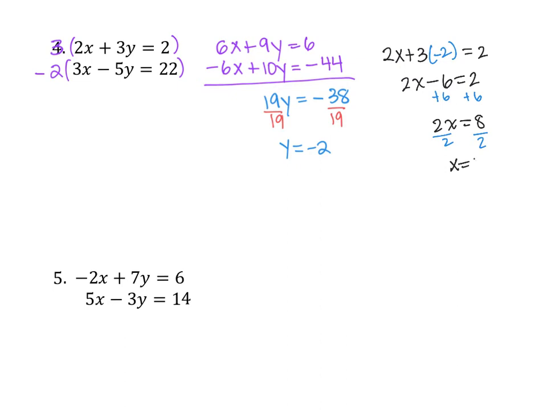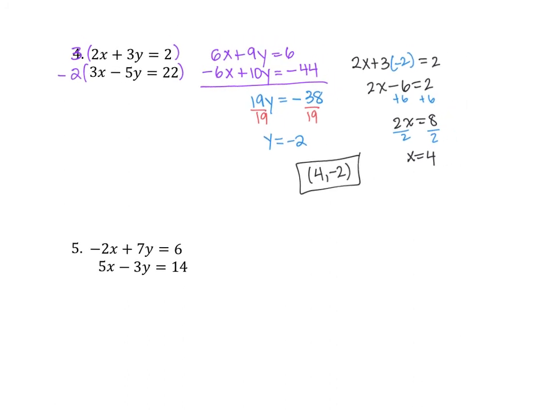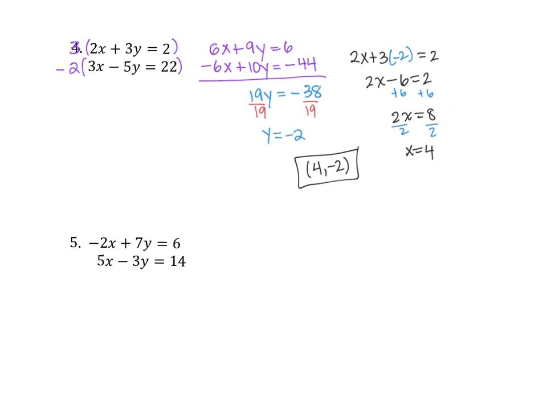I get x equals 4. So x is 4, y is negative 2. And if you used a different equation, we would still get the same result because it's the same system of equations. This is tough. We're going to do 2 more.